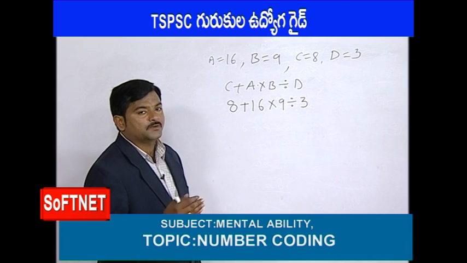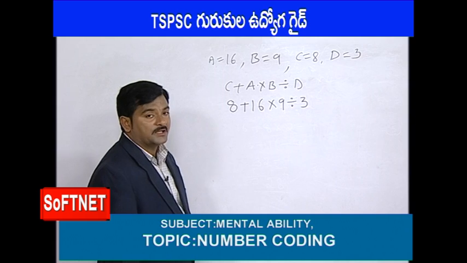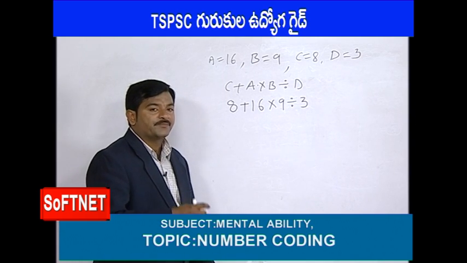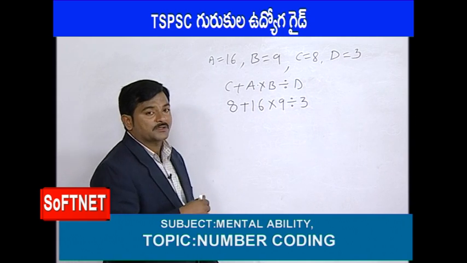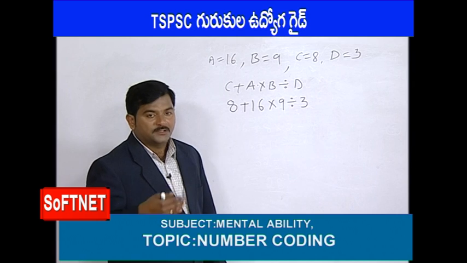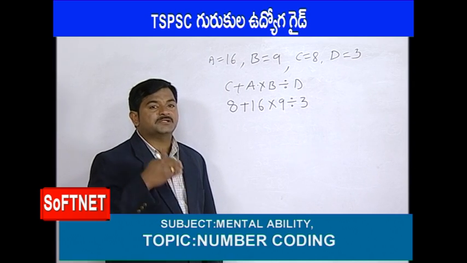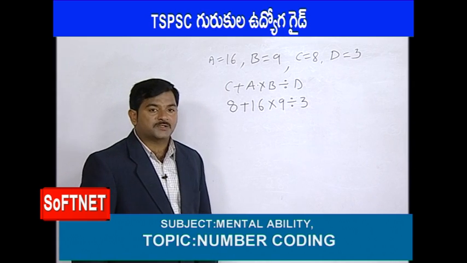According to BODMAS, there is no bracket, there is no of. First we have to do the division concept. See, the concept is the same for all these three questions, but the way of asking the question is different. I hope you are observing these three models: first model, second model, third model. These three are different models. The way of asking the question is different, but all these models are based on the BODMAS rule concept only.